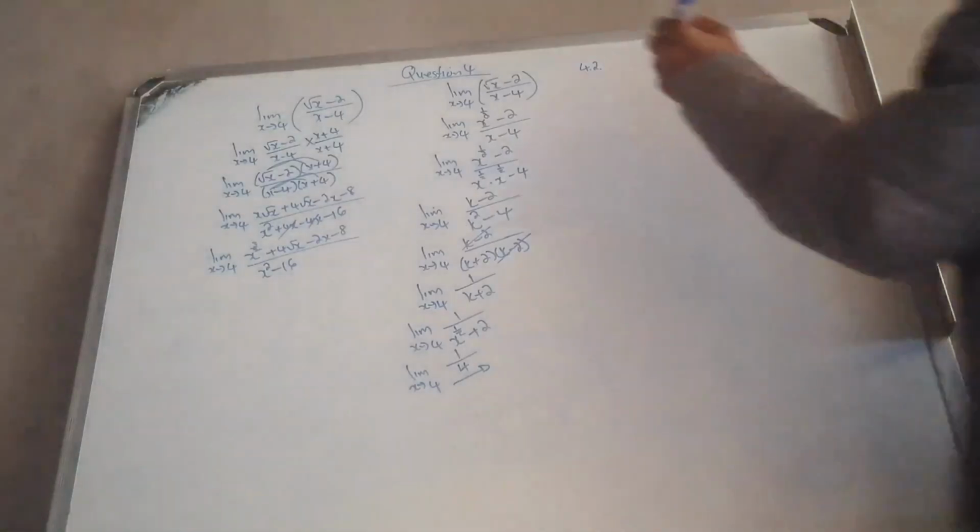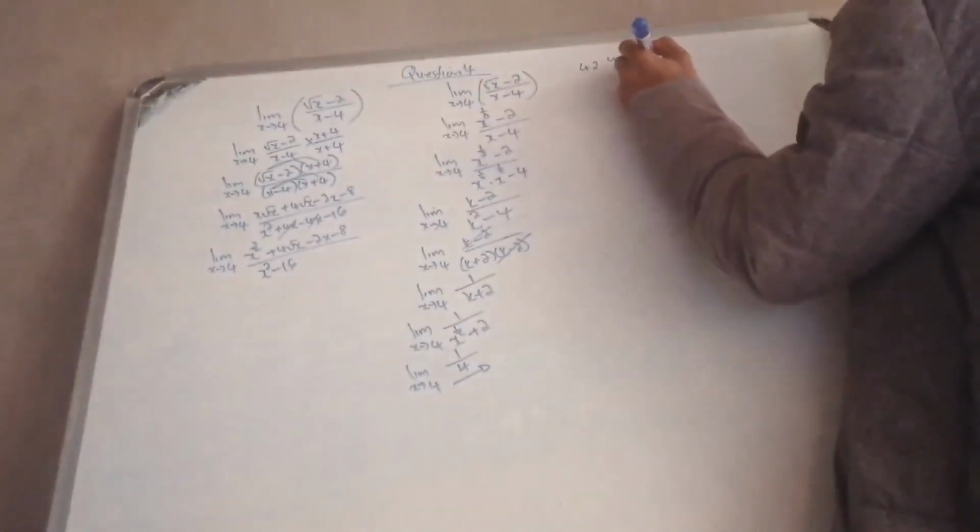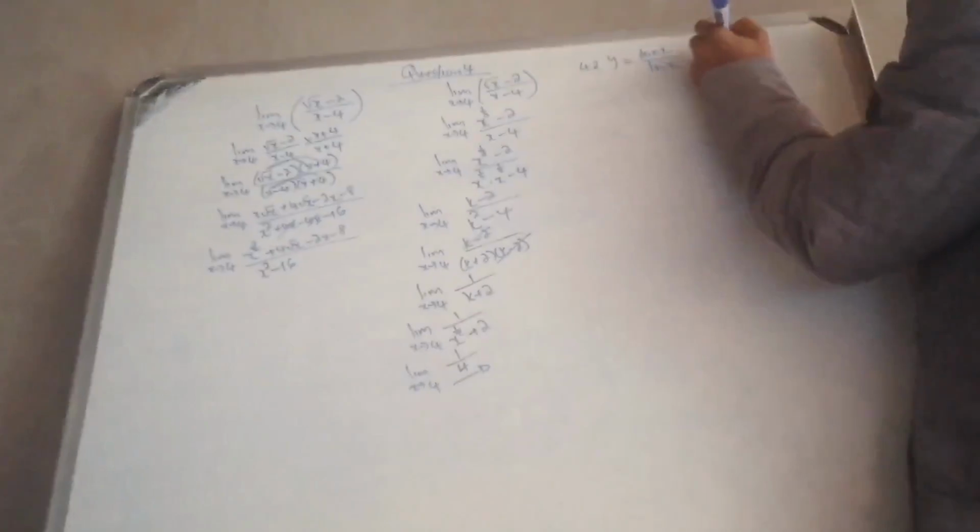In 4.2, determine with respect to x, y equals tan x divided by the ln of x, with the aid of the quotient rule. We must use the quotient rule. Right, determine with respect to x, y equals tan x divided by ln of x with the aid of the quotient rule. So they are very specific that we should use none other than the quotient rule.